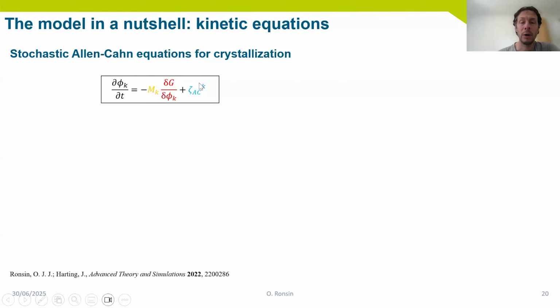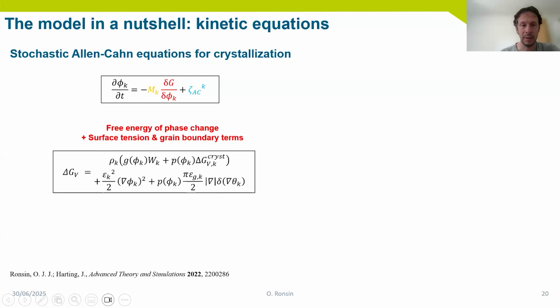We have the driving force, which is again a functional derivative of the free energy. We are going to have a look at that. A mobility in front and thermal fluctuation terms. So the free energy for a single material K here is made of two parts. The first line here describes basically the transition from the amorphous to the crystalline state.